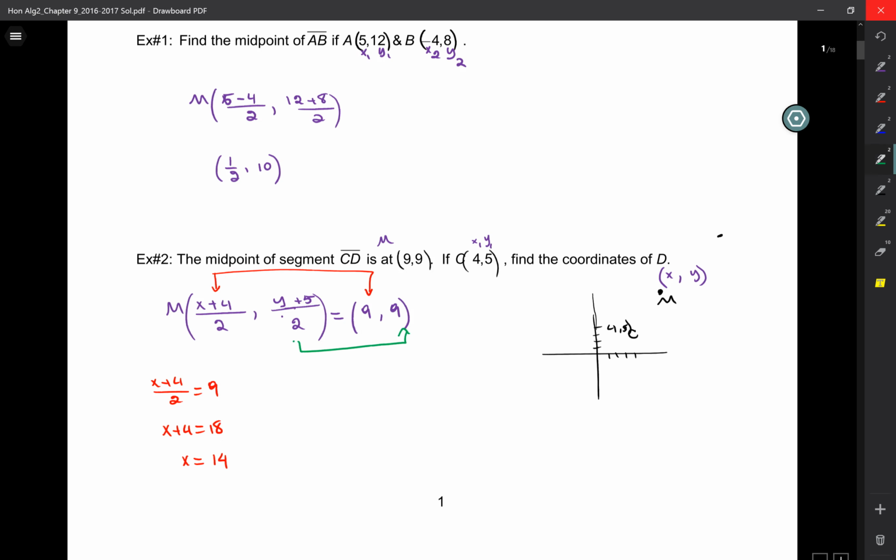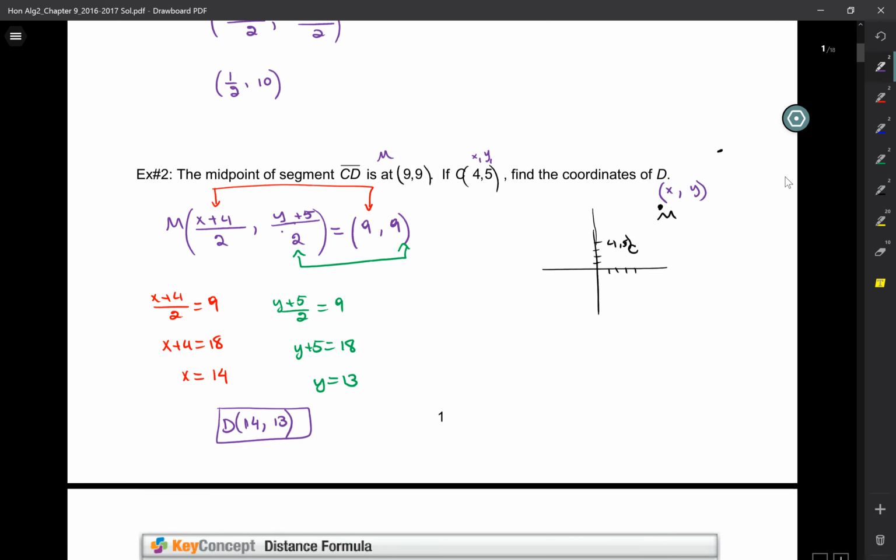And then we're going to match the second with the second. So y plus 5 over 2 equals 9. y plus 5 equals 18. y is equal to 13. So the coordinate point is 14, 13. That's where D is. All right? Yeah?